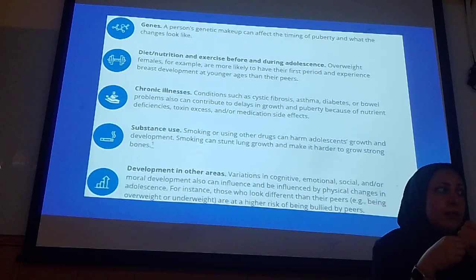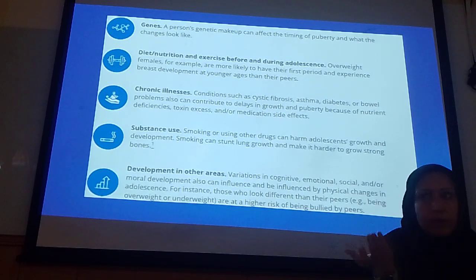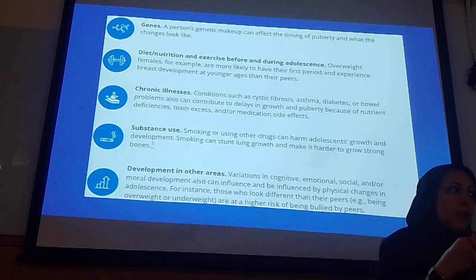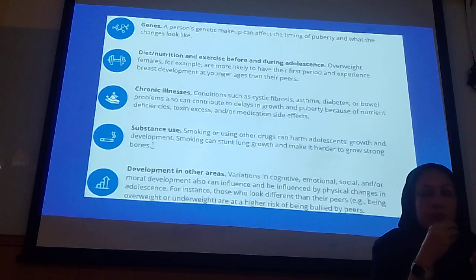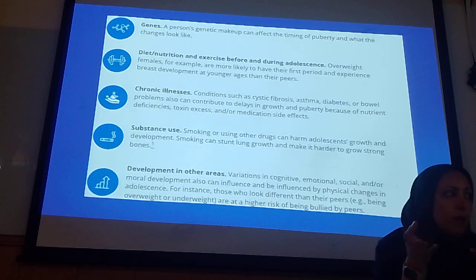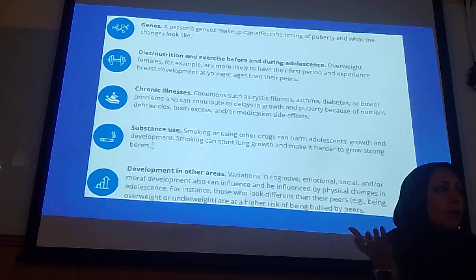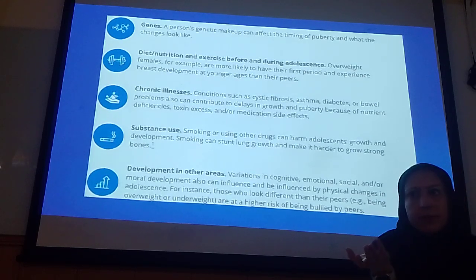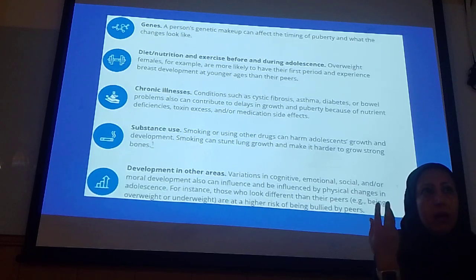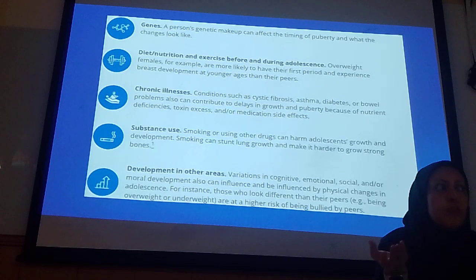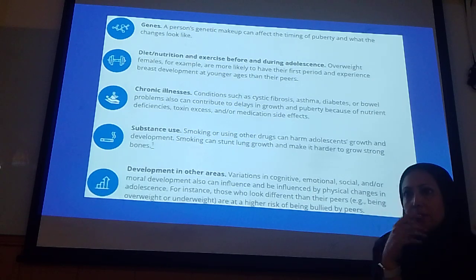For example, genes are very, very important. A person's genetic makeup can affect the timing of puberty and what the changes look like. Or for example, chronic illness: conditions such as cystic fibrosis, asthma, diabetes mellitus, and bowel problems can contribute to delays in growth and puberty because of nutrition deficiency, toxin excess, and medication side effects. For example, maybe a boy has diabetes mellitus type 1 and takes insulin, and because of this or because of nutrition deficiency, maybe the puberty is delayed.